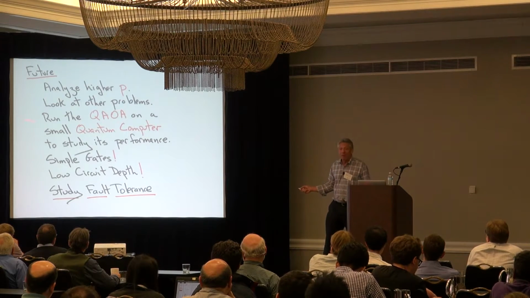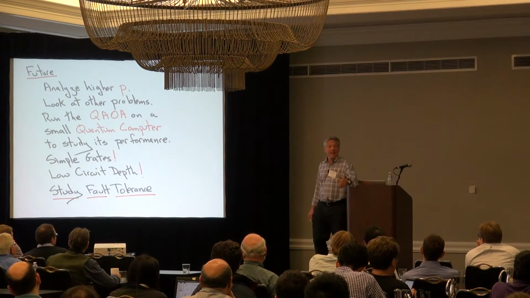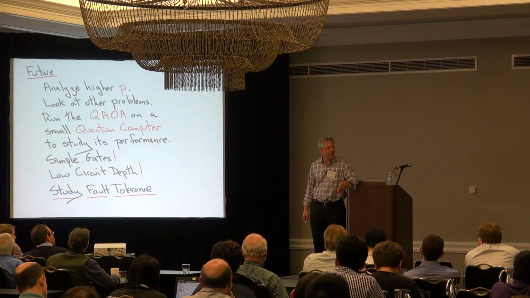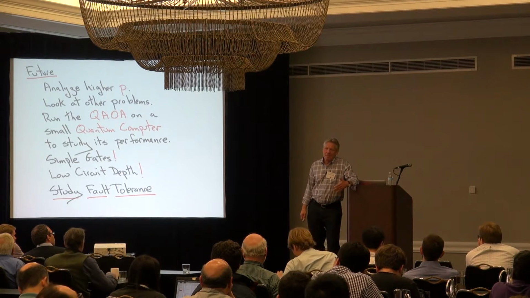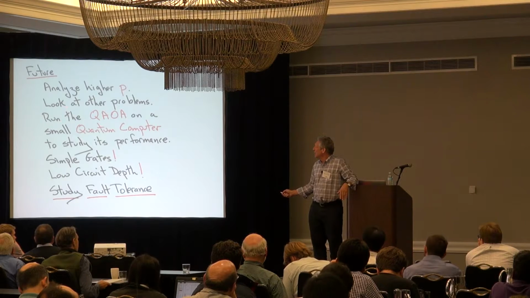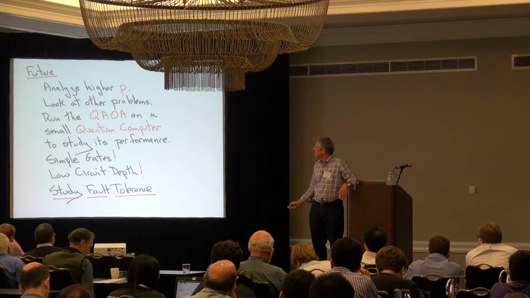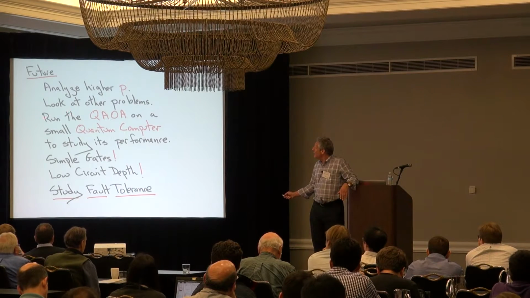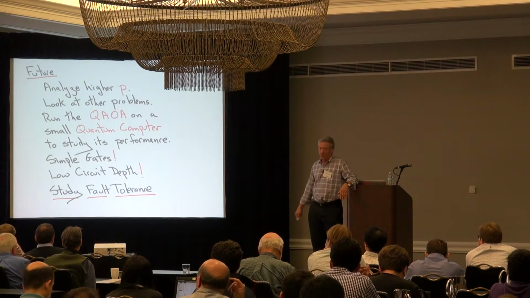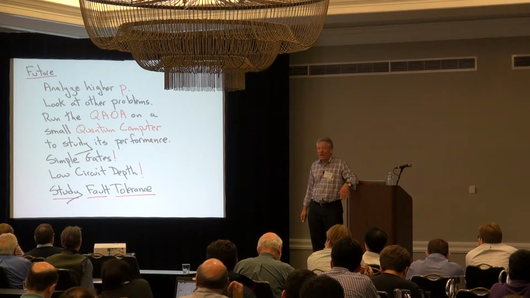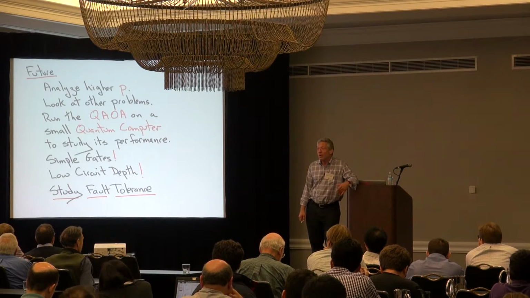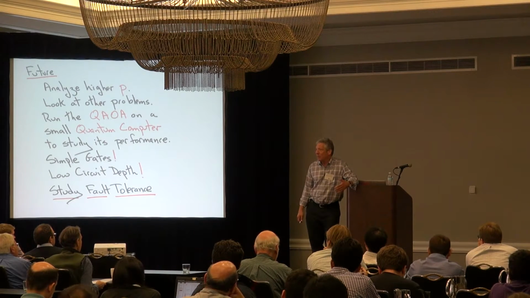I want to look at other problems. I've talked about E3Lin2, max cut. There are other problems that I'm interested in. I'm interested in problems that are not only at the P versus NP boundary. Now, the other thing I want to do is I want to run the QAOA on a small quantum computer to study its performance. Look, the world is about to build perhaps small quantum computers.